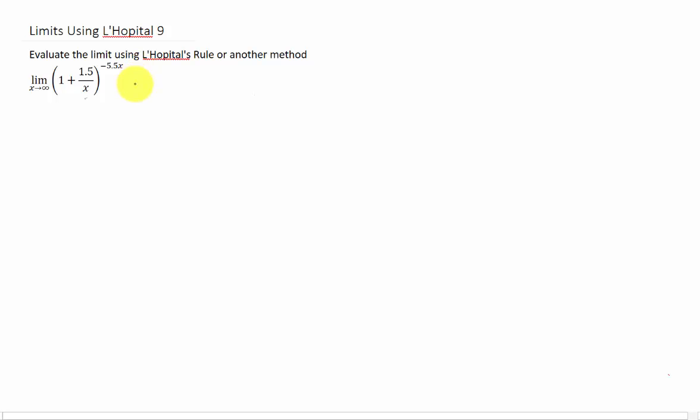So this is a pretty good one. What happens if we take x to infinity here? We get 1 plus 0 to the negative infinity power. Well, in the first video of this series, you'll see that this is one of our indeterminate forms.